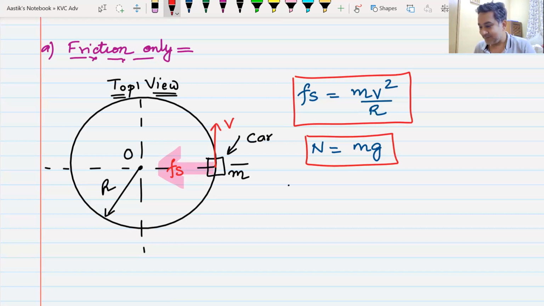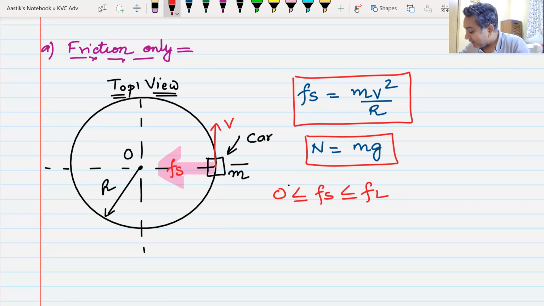Sir, it's 0 to 2 pi. Static friction is not an angle. It's not an angle, static friction. It is between 0 and limiting friction. 0 is less than or equal to static friction, which is less than or equal to limiting friction. The maximum value of static friction is limiting friction. Anyways, this value of limiting friction is fixed.